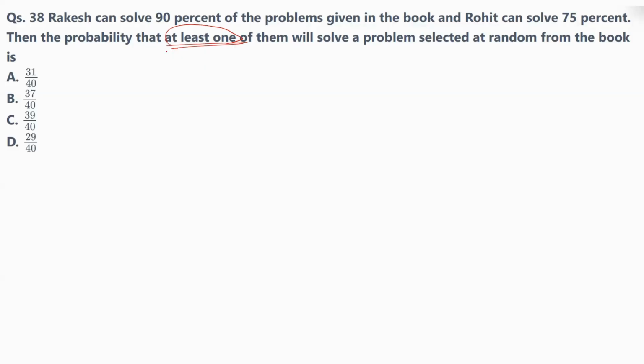Now, whenever a question says at least one, think about none. One minus none is at least one. So suppose E1 is the event in which Rakesh can solve the problem, and E2 is the event in which Rohit can solve the problem.